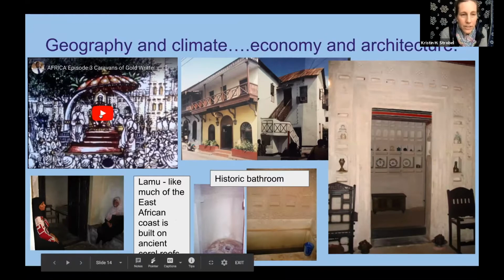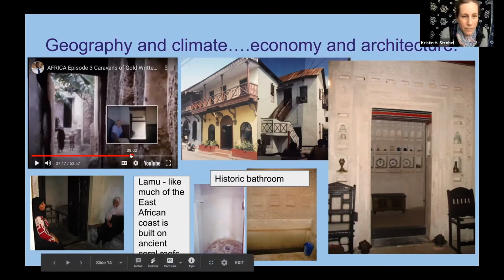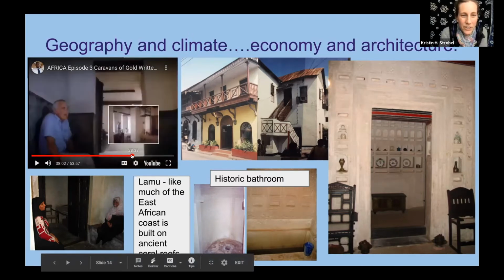And I'm going to show you just a clip of this here really quickly. This is from the Basil Davidson film in the 1980s. It's just a minute, but I think it's fun to see what the inside of these houses looks like.